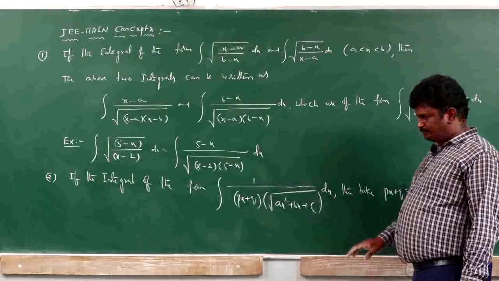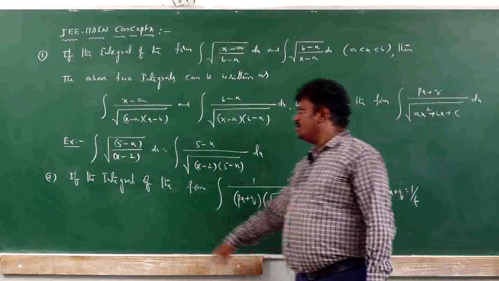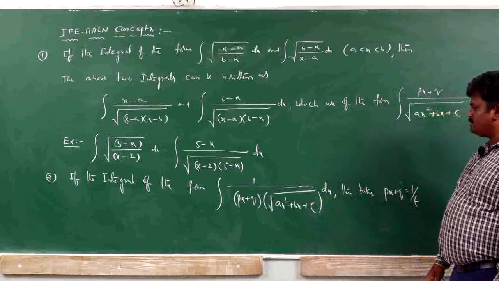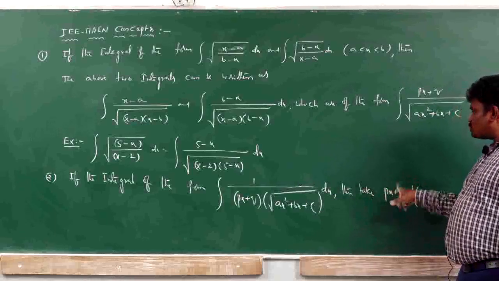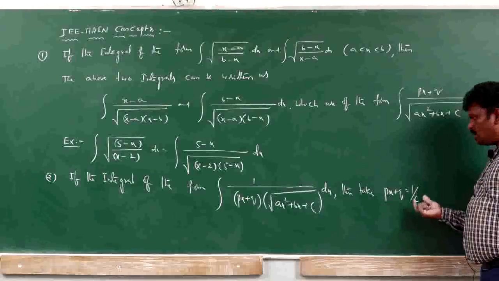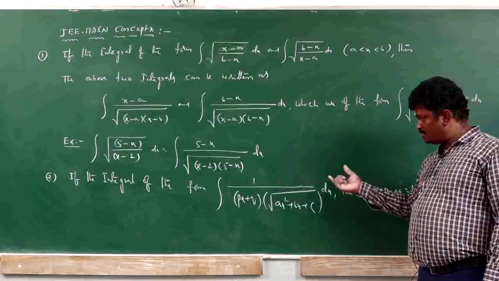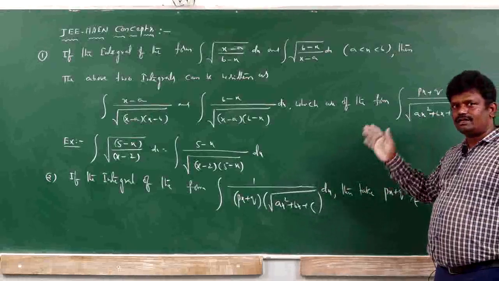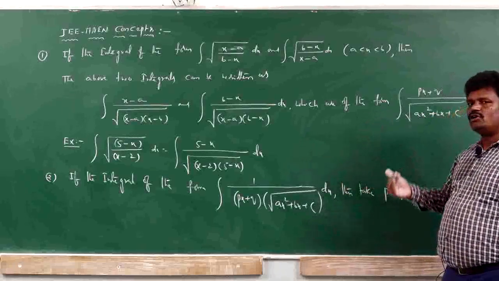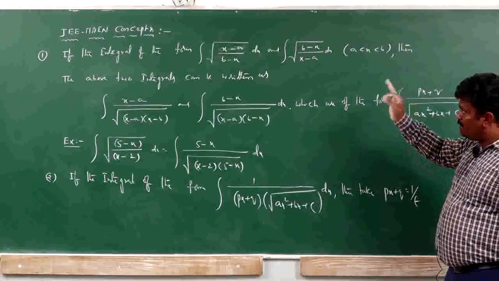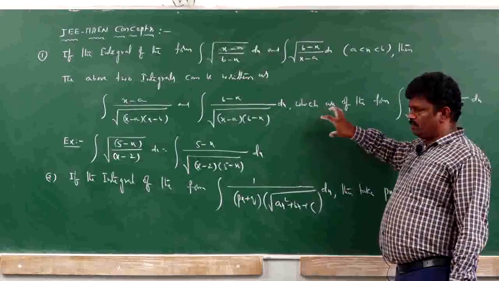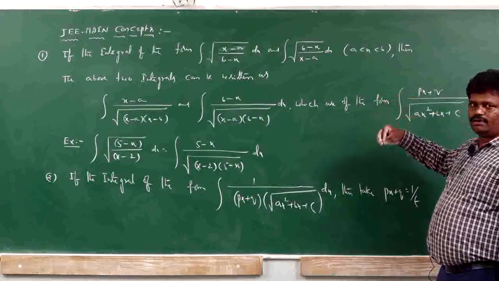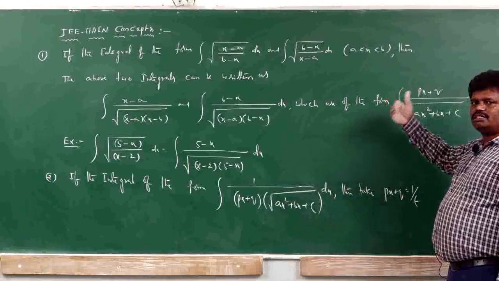Another form: if the integral is of the form integral 1 by px plus q square root of ax square plus bx plus c dx, then take the substitution px plus q equals 1 by t. In this type of model, whichever substitution is given, if we use that substitution, then only do we get the proper answer; otherwise the calculation is difficult. That's why I gave these methods. These are only competitive-side questions, not board questions. If you recall this, then in any competitive exam you can easily solve this type of model.